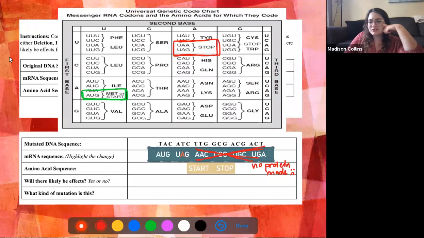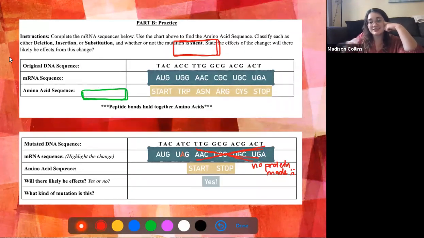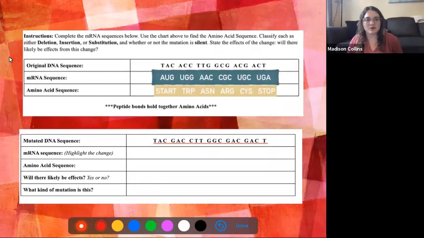So will there be effects based on this mutation? Yes. The protein wasn't made, which means that is a far cry from what we should have gotten in our original strand. So what type of mutation is this? Well, we saw that one of these bases was substituted or changed, right? Which means that this is a substitution mutation. All right, let's do the same thing one more time.